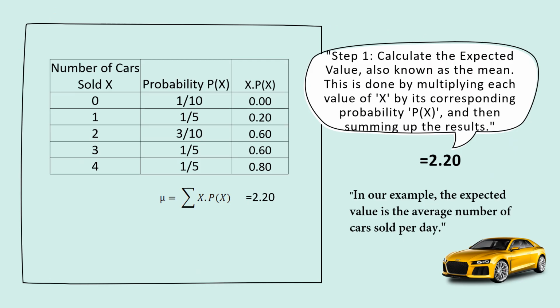In step 1, we have to calculate the expected value, also known as the mean. This is done by multiplying each value of x by its corresponding probability p of x, and then summing up. The result is equal to 2.20. In our example, the expected value is the average number of cars sold per day.